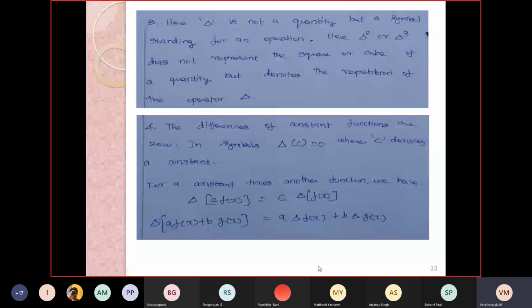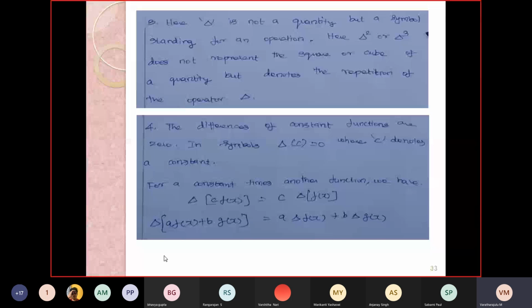And here delta is not a quantity but a symbol standing for an operation. Delta power 2 or delta power 3 does not represent the square or cube of a quantity, but denotes the repetition of the operation delta. We need to call delta square the second difference of x or second difference of y, and similarly delta cube the third difference of x or third difference of y. And concerning the fourth point, the difference of a constant function is 0, that is delta c is equal to 0.